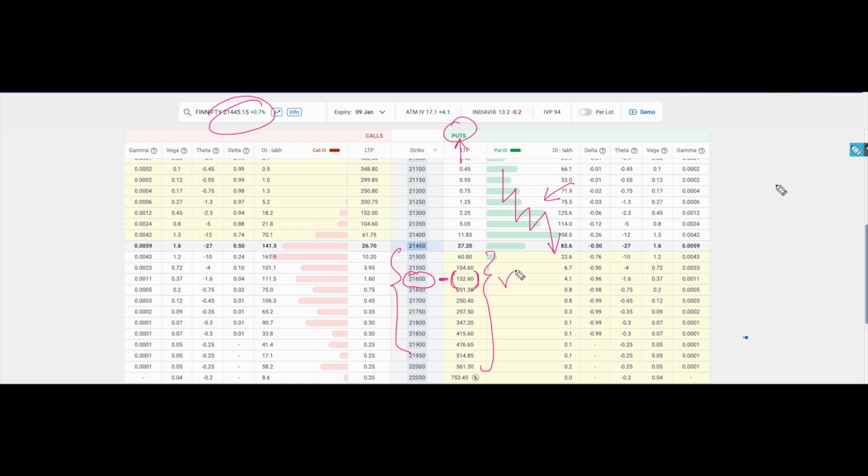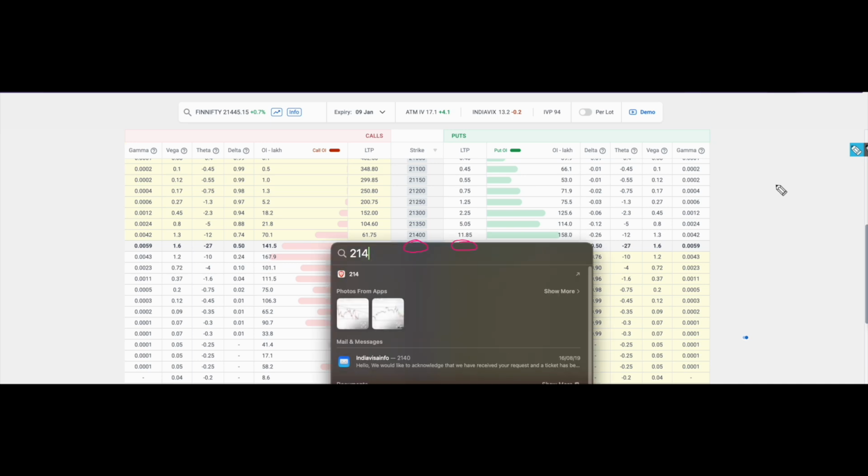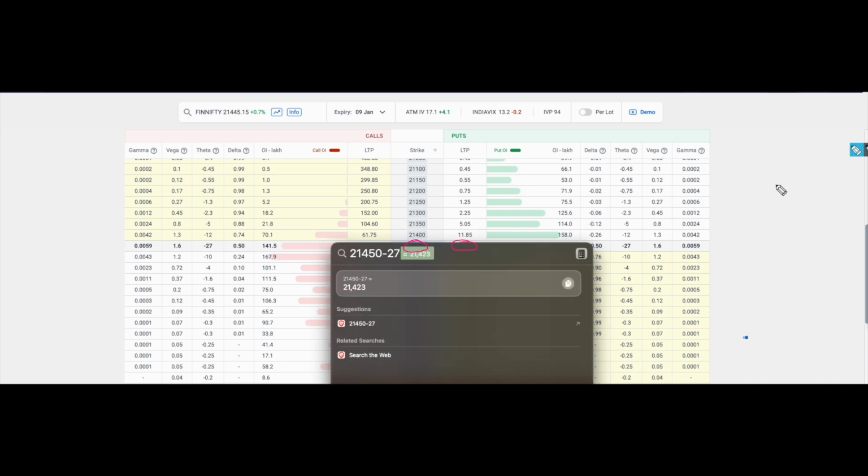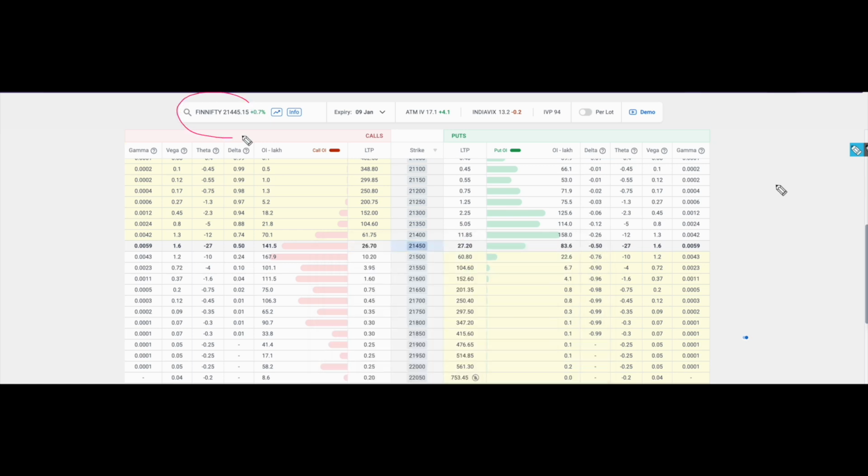So if you choose this strike price, if the market even a bit starts falling, here only you will start seeing profits. Now if you choose 21,450, you subtract 27. 21,450 minus 27 is 21,423. So from 21,445, if the market starts going below 21,423, that is when you will start seeing some decent profit in the market.